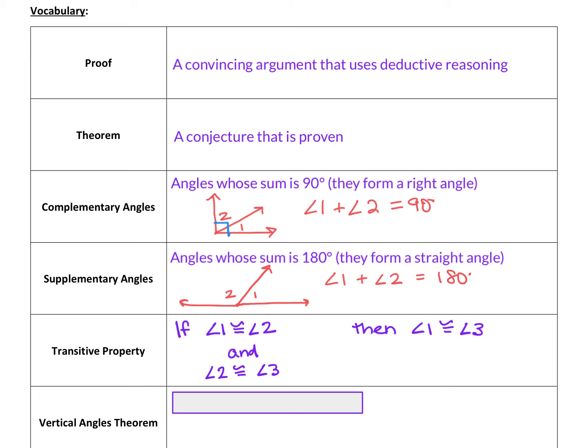All right, the transitive property. You need to be given some information to use the transitive property. Just an example with angles: if angle 1 is congruent to angle 2, and we know that angle 2 is congruent to angle 3, then we can conclude that angle 1 will be congruent to angle 3. Let's go ahead and add in that this also applies to segments.